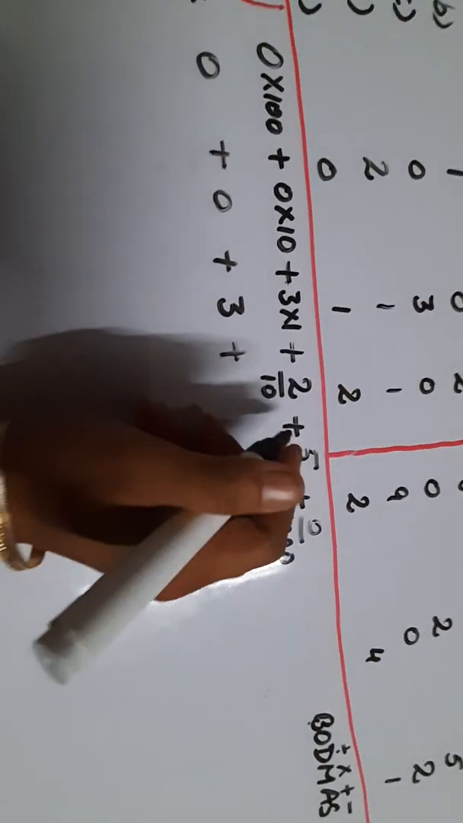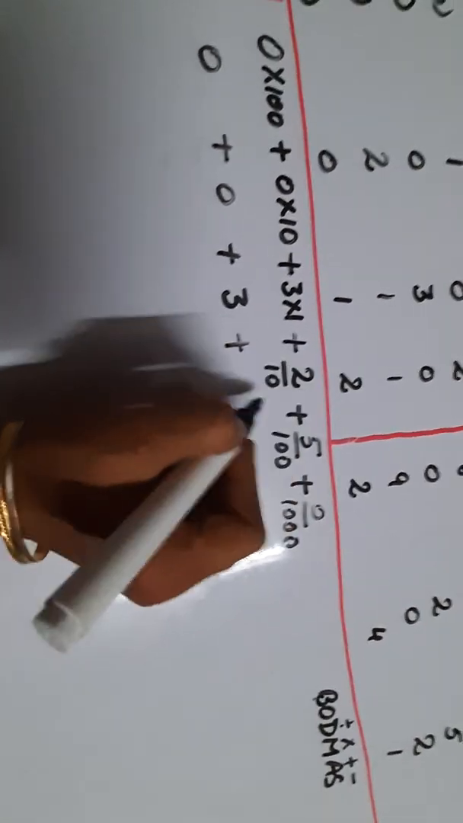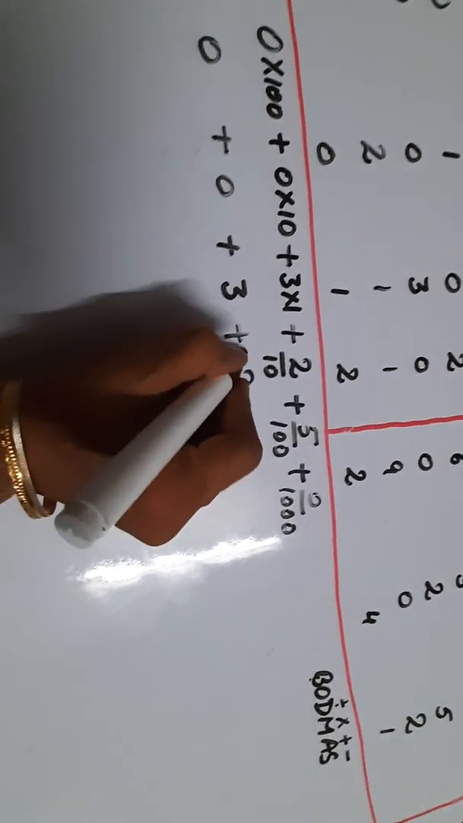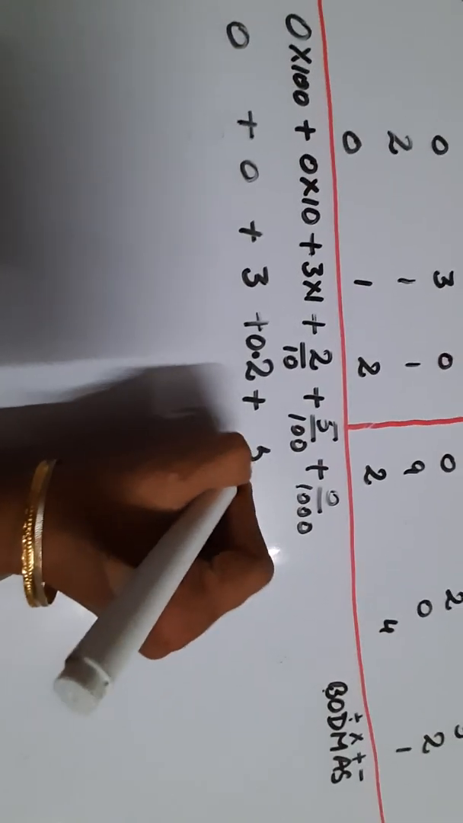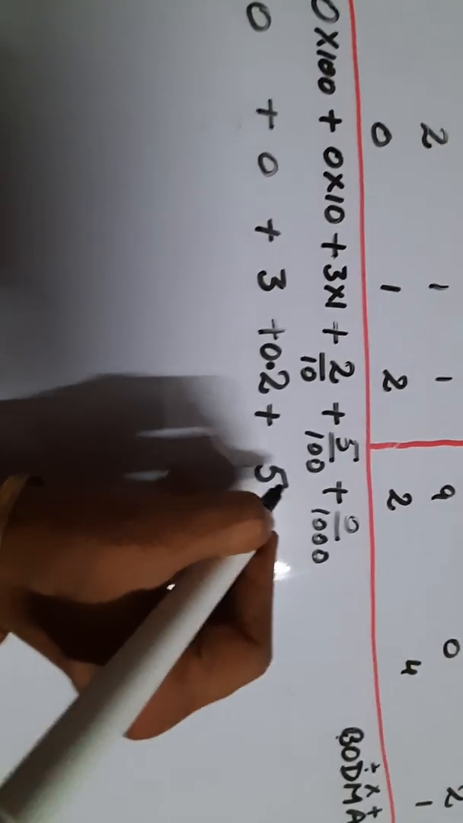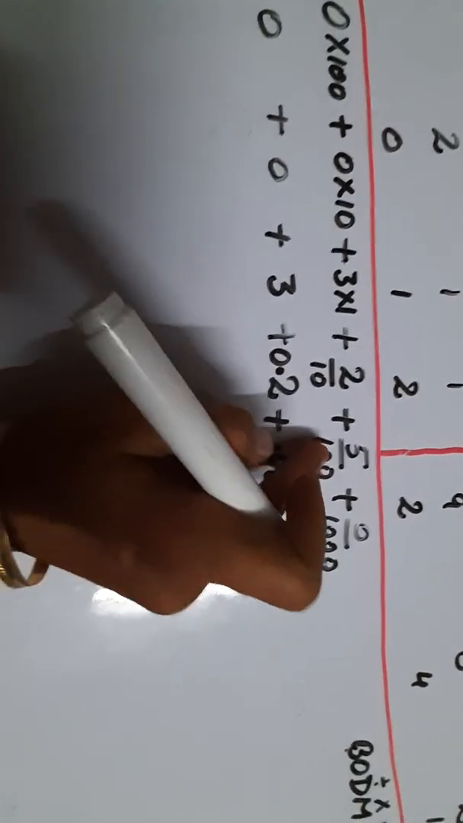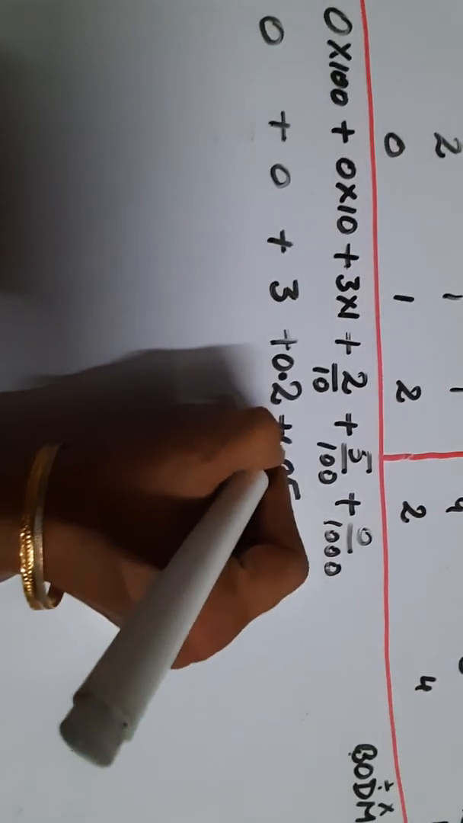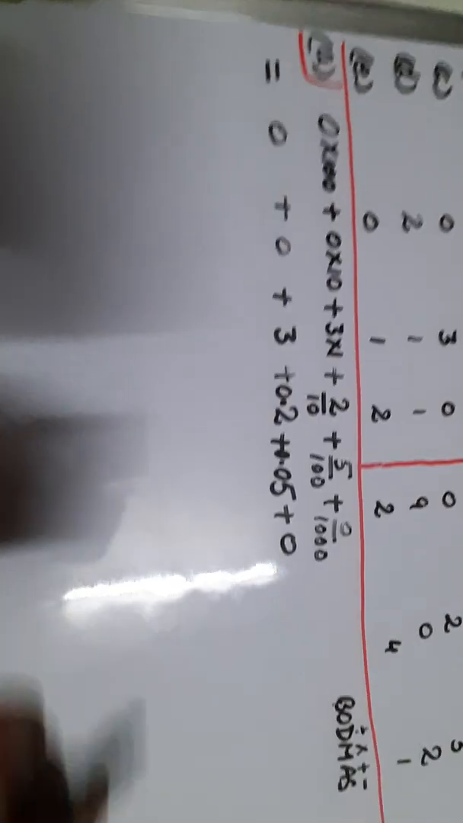Then plus, now for this 2 by 10 we will place a decimal. It carries 1 zero, so we will leave only one digit after the decimal, so it will become 0.2, plus 5 by 100, we'll write 5, but there are 2 zeros in 100, we have to leave 2 digits. So this is the first digit. If no digit is there, we'll take 0, then we'll place a decimal. So for 2 zeros, we'll take 2 digits. If a single digit is there, we'll take 1 zero, so 0.05, plus 0 divided by anything is again 0.